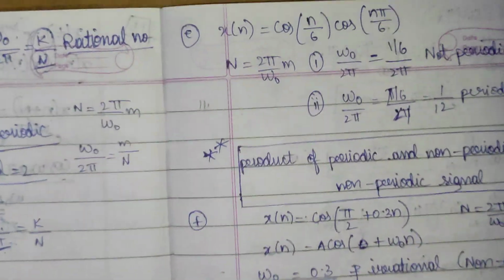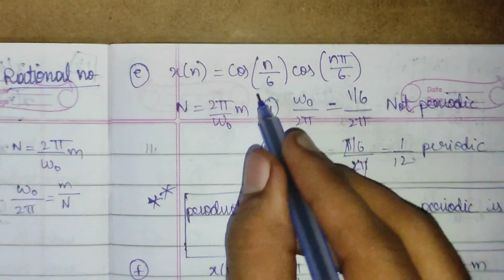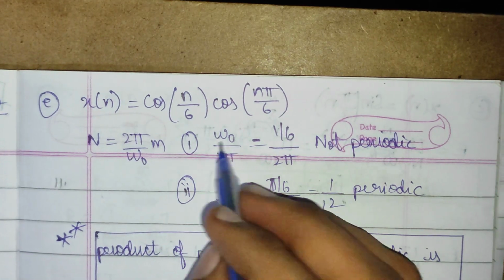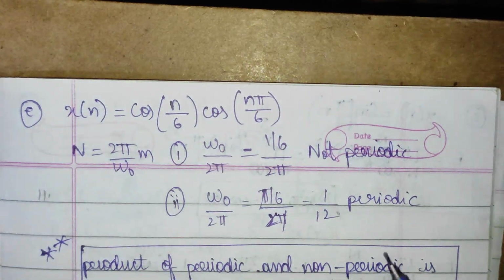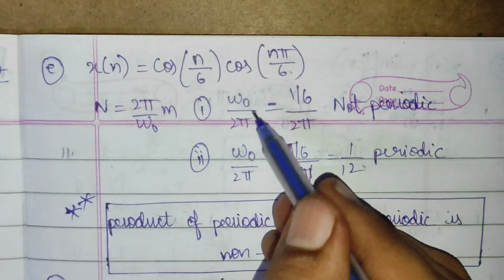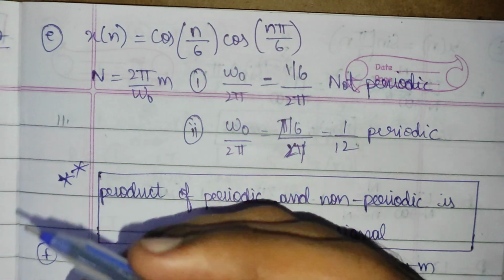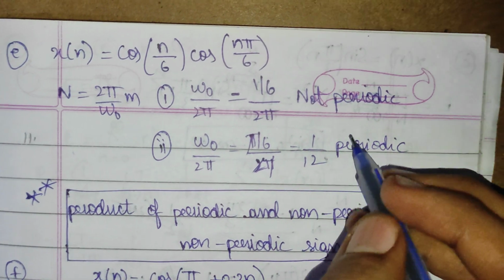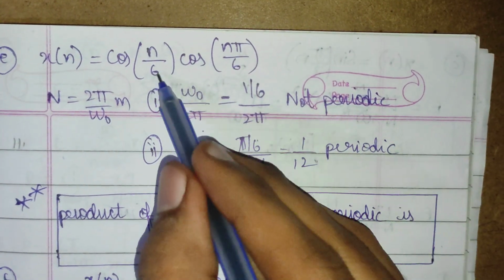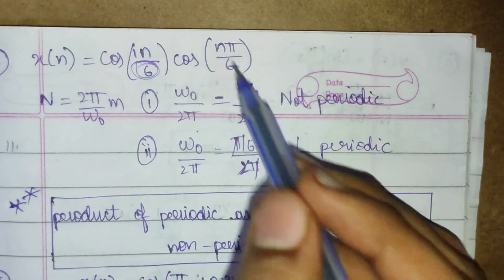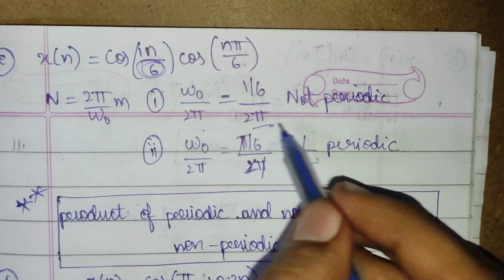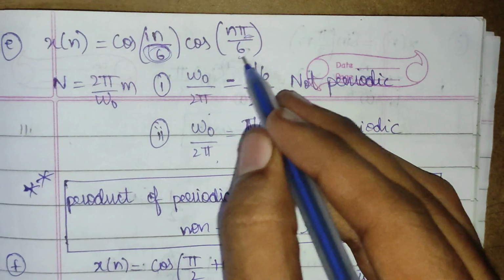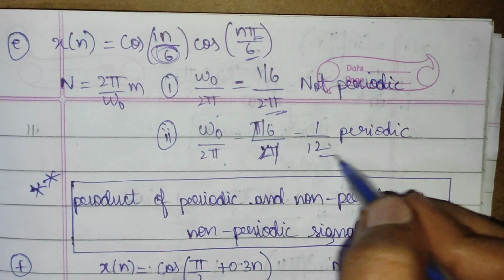Okay, now we have a sequence which is the multiplication of two individual signals. If you have multiplication of two individual signals, you take both the ratios similarly as in the previous case and then see the ratio. First, omega is 1 by 6, so 1 by 6 by 2 pi. It is not periodic because pi is not cancelling here. But in the second case, we have pi by 6 as omega naught, so pi cancels, and it is periodic.